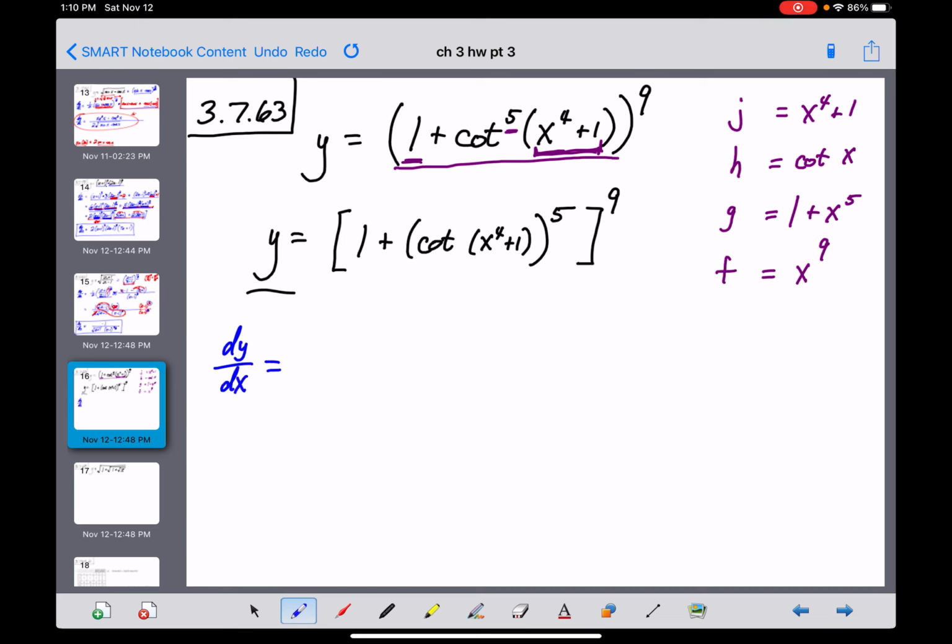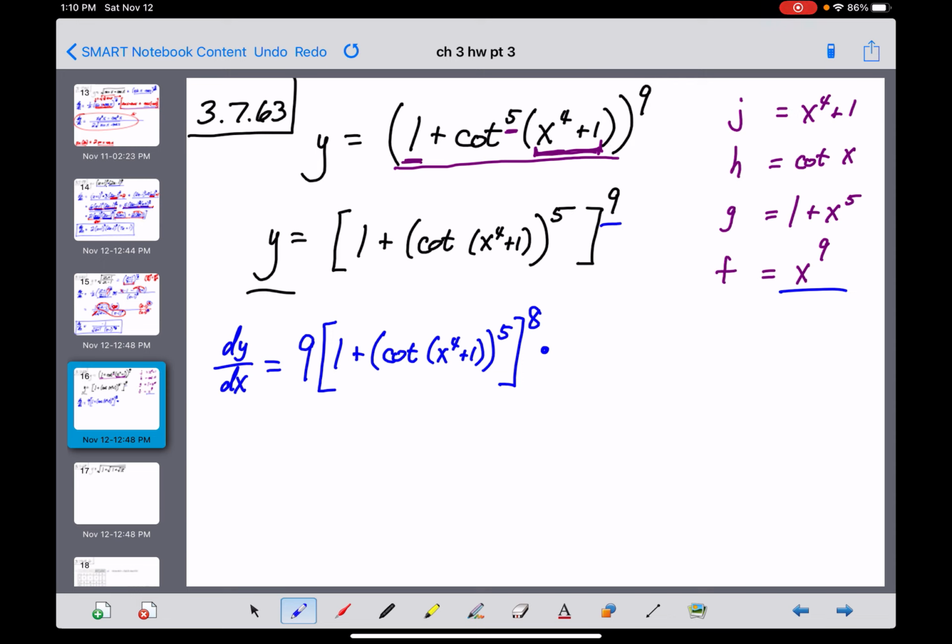dy/dx, here we go, is equal to... Okay, guys, the last thing happening, the outermost operation being done on this function is something being taken to the ninth power. So the way you take the derivative of anything to the ninth power is you bring that 9 out in front, and then you keep the base exactly the way it was. 1 plus, in parentheses, cotangent of x to the fourth plus 1, close those parentheses, to the fifth, got it? And then we take all of that to the 8th power. But wait, there's more, times the derivative within.